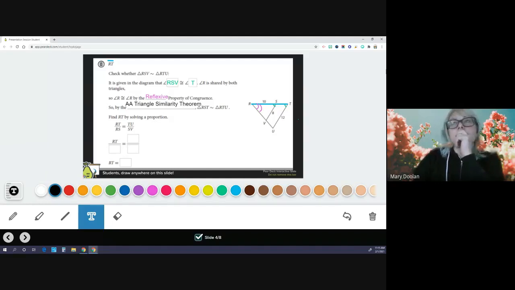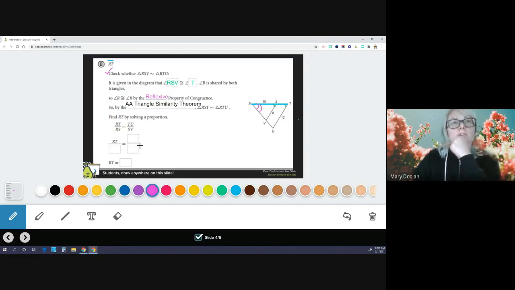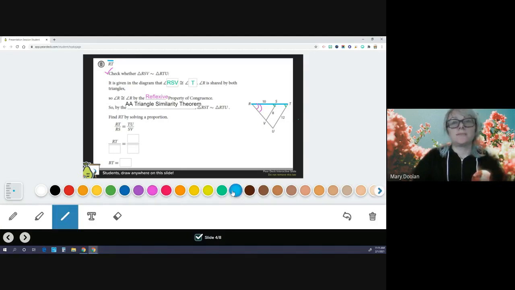Alrighty. So we've now done this. We've checked that the two triangles are in fact similar. That was what all this was, okay? And now, because they are similar, we're going to be able to find RT.